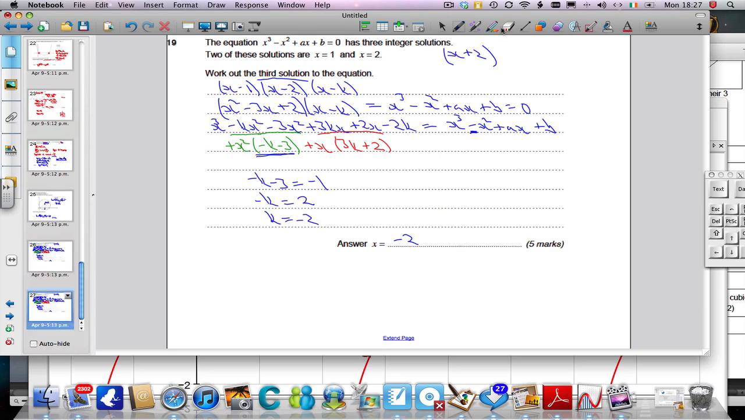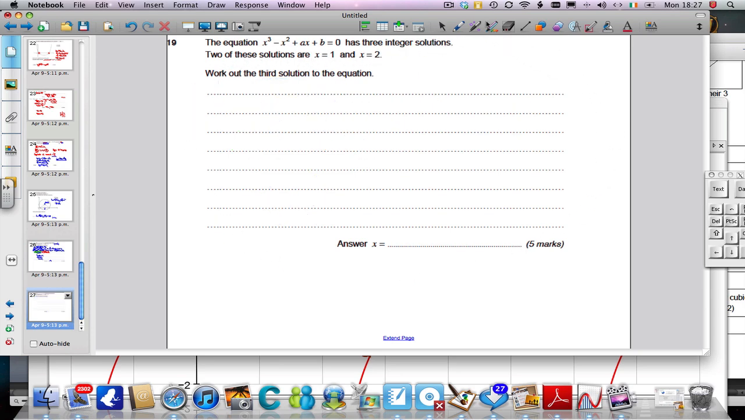So I'll just duplicate it. Let's have a look at another possible way to do this. I'm told the solutions, so I know that if I put 1 in here, it has to be equal to 0. And if I put 2 in here, I have to get a solution. So let's substitute 1. We get 1 cubed is 1, minus 1 plus a times 1, which is a, plus b must be equal to 0. So 1 minus 1 is 0, so we get a plus b equals 0.